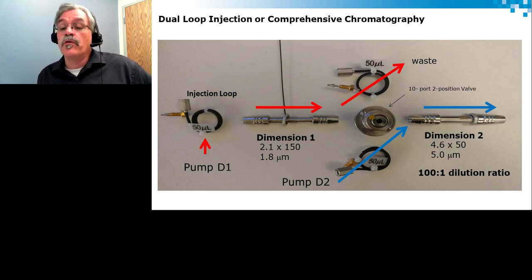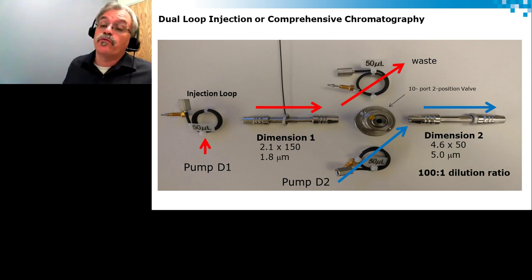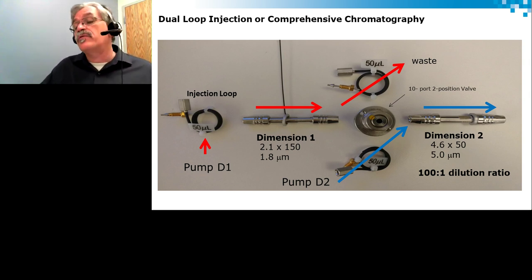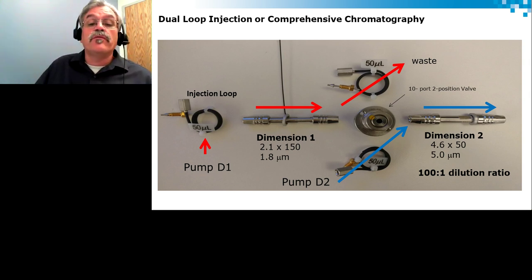The second dimension will always be of larger ID with larger flow rate that will incorporate a dilution factor. Usually we'll have between a 1 and 2 minute duty cycle. So what will happen is something of this nature.